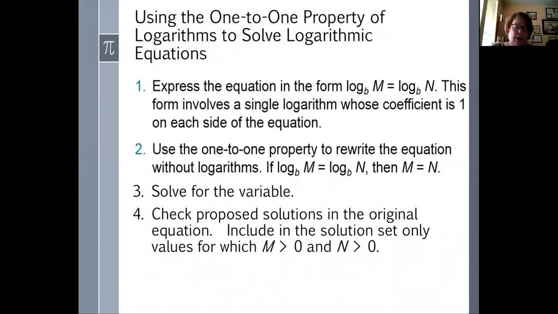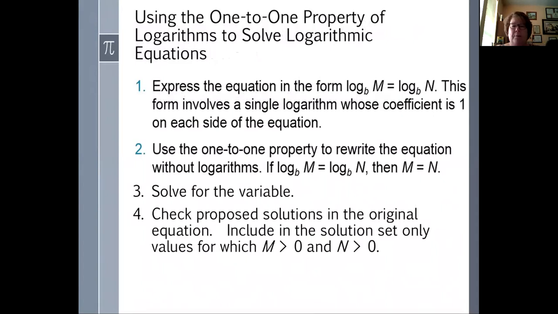Number 1, express the equation in the form of log equals log. This form involves a single logarithm whose coefficient is 1 on each side of the equation. Express the equation in the form log m equals log n. That means that if you have multiple logarithms on one side of the equation or the other, you're going to condense those using your properties of logarithms. If you have the sum, you're going to condense it to a product. If you have a difference, you're going to condense it to a quotient.